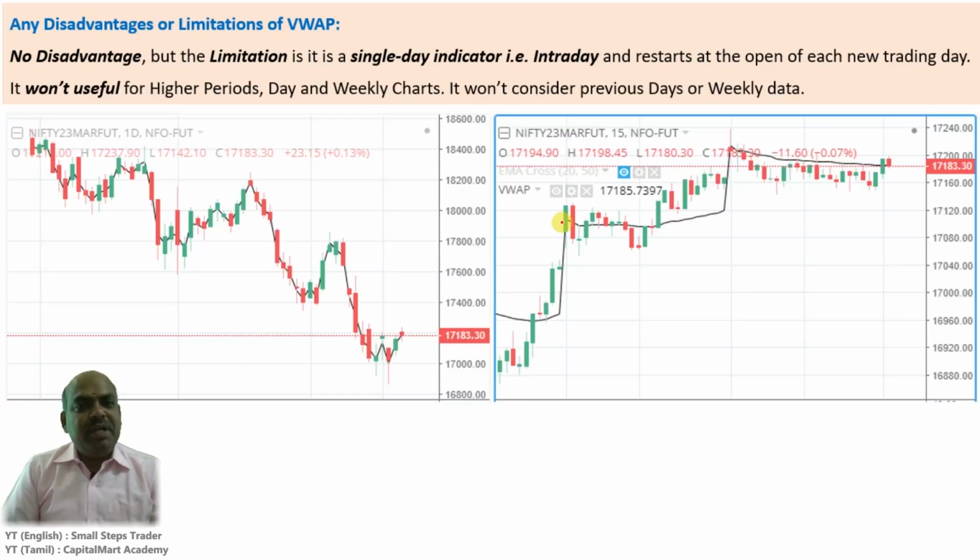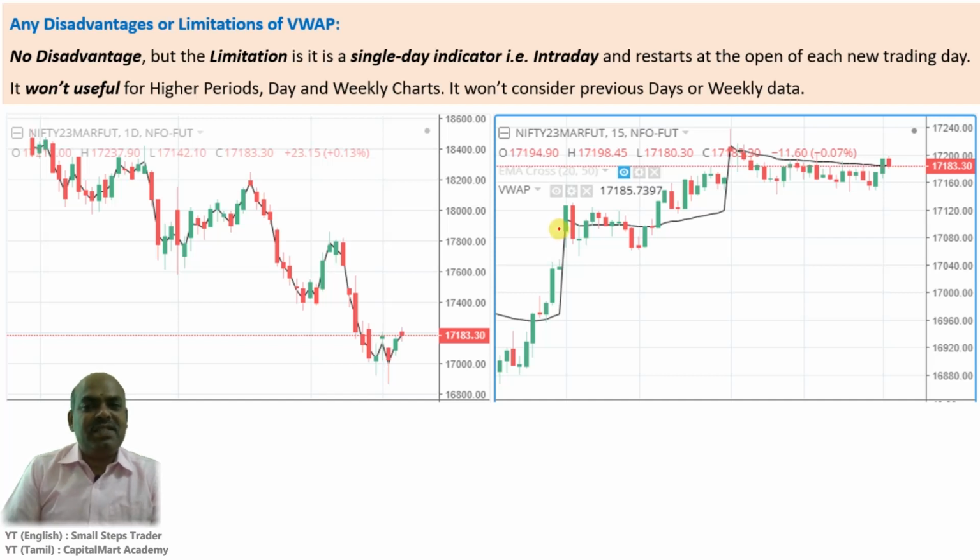Is there any limitation or disadvantage for VWAP? No, there is no disadvantage, but there is a limitation. It will be used only for intraday. Do you think that is a disadvantage? No. For example, on a two-wheeler, only two people can ride comfortably, four people cannot go. Is that a disadvantage of the two-wheeler? No. That is the limitation. It is designed for two people. Similarly, this indicator is designed for intraday.